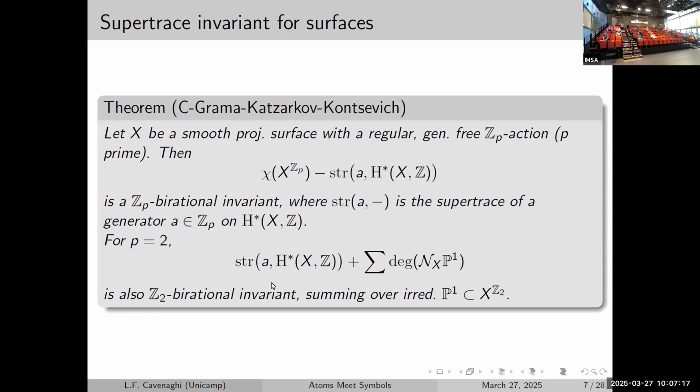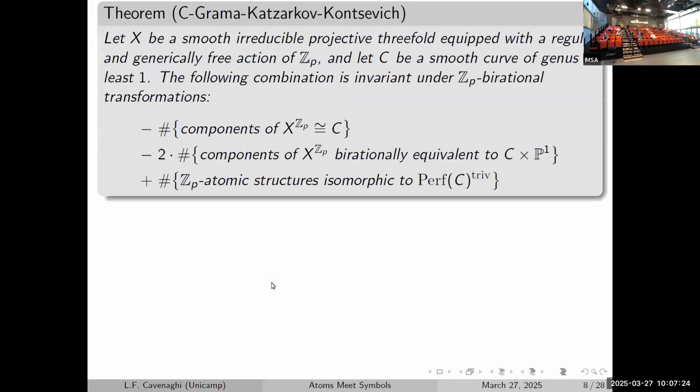Okay, but these are formulas where we are working with surfaces. The main result shall be the following, and for the rest of the talk, I'm going to try to explain what the terms appearing in this statement are, some applications, and how we get these magic formulas. So you consider a smooth projective variety with a generic Z_p action, and then you fix a smooth curve that has genus at least 1. You choose one, all right?